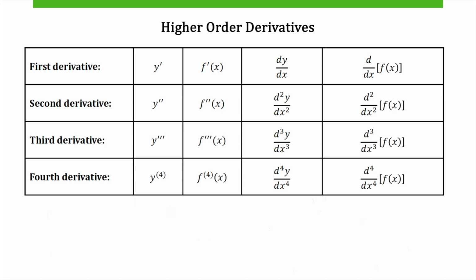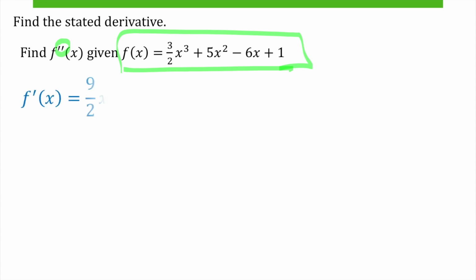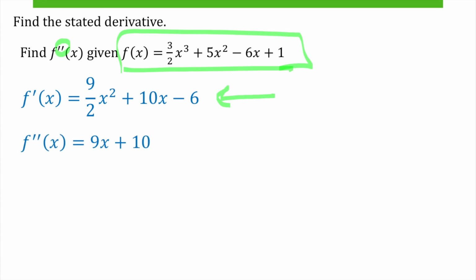With that in mind, let's try it. Find f double prime. That's the second derivative given this function here. 3/2 x cubed plus 5x squared minus 6x plus 1. So you can take the derivative of this regular old polynomial by using the general power rule. And the first derivative is 9/2 x squared plus 10x minus 6. To find the second derivative, you just pretend that that's a function in and of itself, which it is, and take the derivative of it. So now we have found f double prime of x, or the second derivative of f.